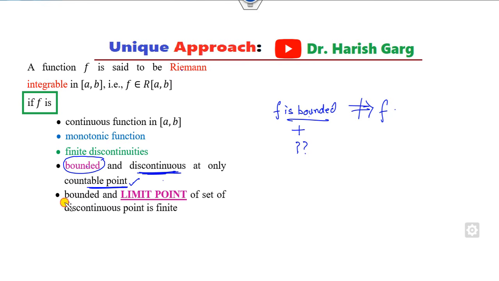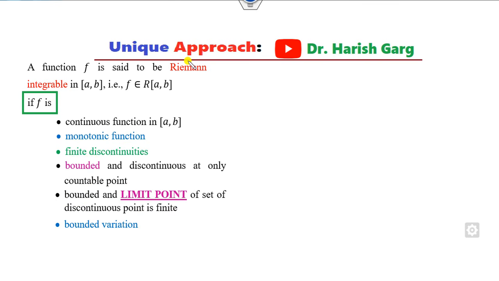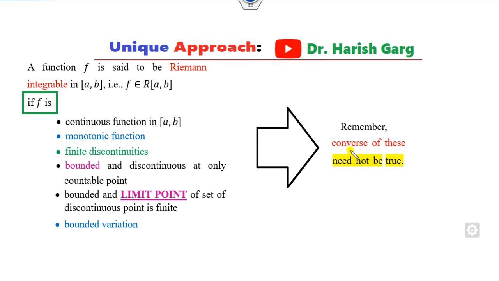Moreover, if you prove that the function is bounded and the set of limit points of the discontinuities is finite, then again you can say it's Riemann integrable. And the last point is if you prove that it's a function of bounded variation, then again you can say it's Riemann integrable. We will see how you can prove this in our next lecture. Now, based on all these points, make sure the converse need not be true.